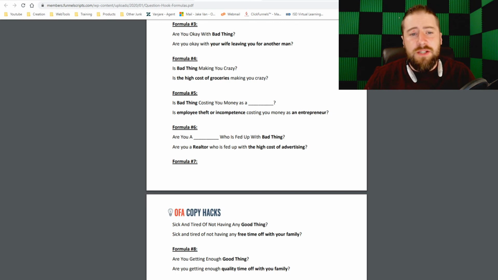Formula number 5. Is bad thing costing you money as a blank? That one's actually a lot harder to say. Example. Is employee theft and incompetence costing you money as an entrepreneur?